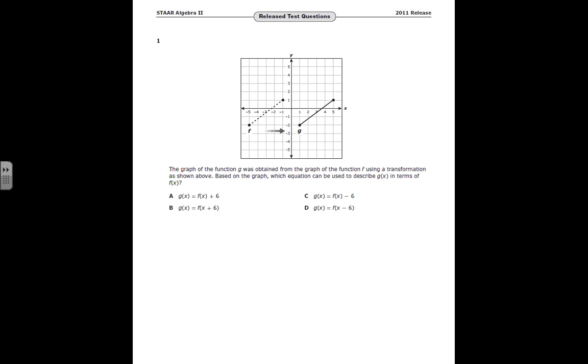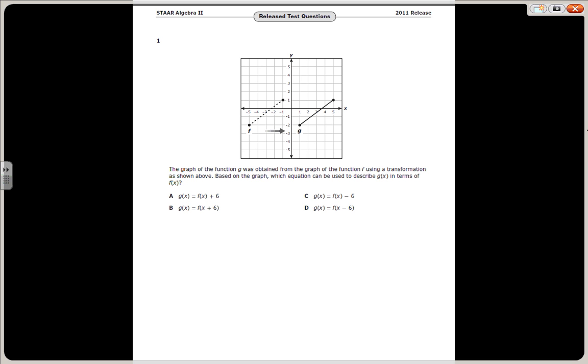It says the graph of g was obtained from the graph of the function f using the transformation as shown above. Based on the graph, which equation can be used to describe g of x in terms of f of x? Now, there are four possible types of shifts that you can have. Is there a shift up or down, or a shift to the left or to the right? So let's say you have an original function f of x.